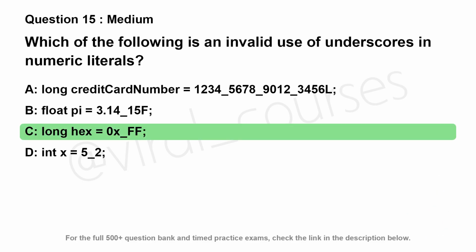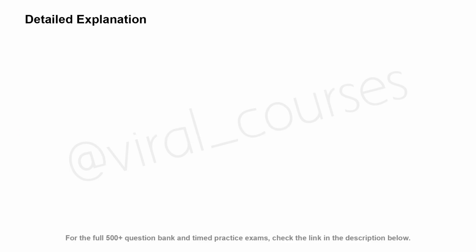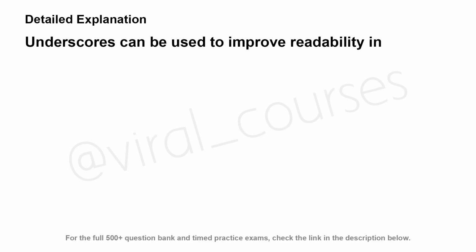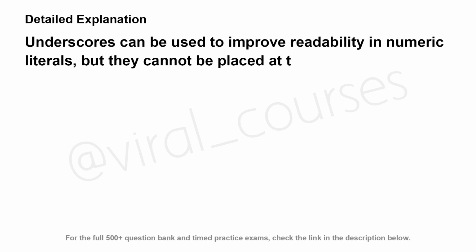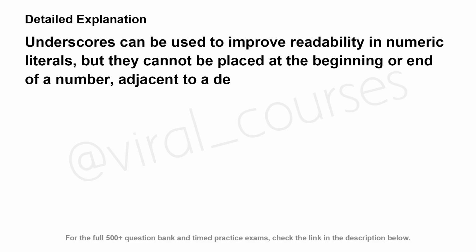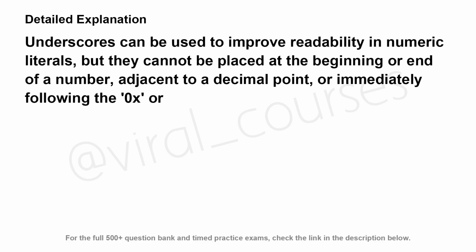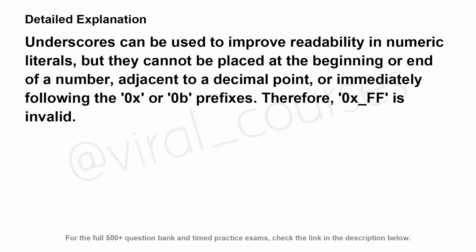The correct answer is C. Underscores can be used to improve readability in numeric literals, but they cannot be placed at the beginning or end of a number, adjacent to a decimal point, or immediately following the 0x or 0b prefixes. Therefore, 0x_FF is invalid.